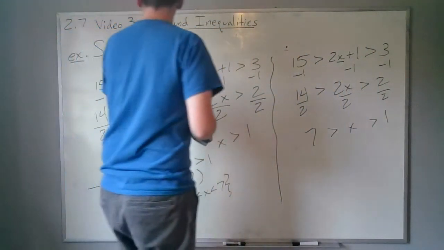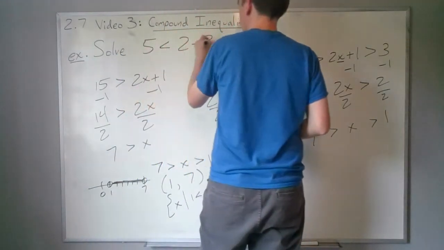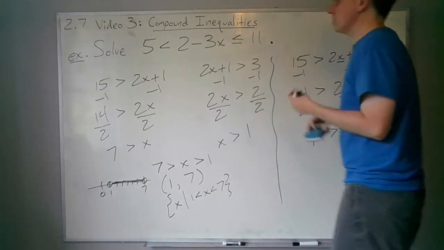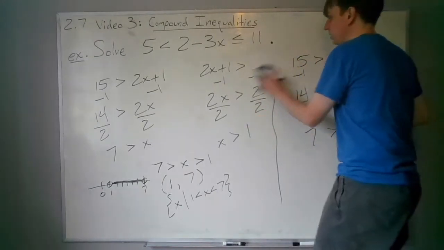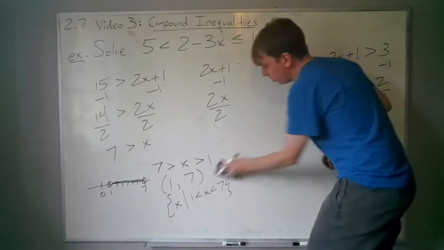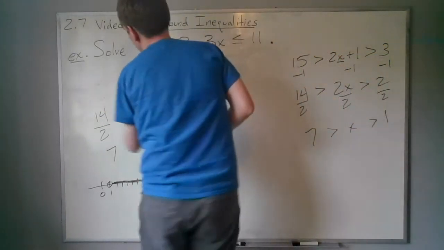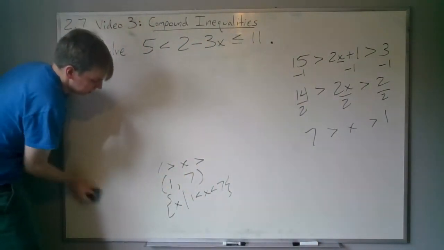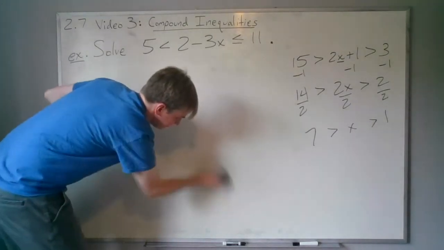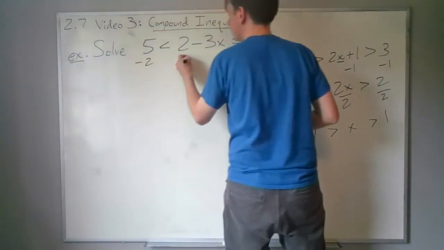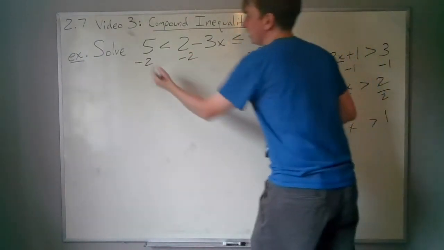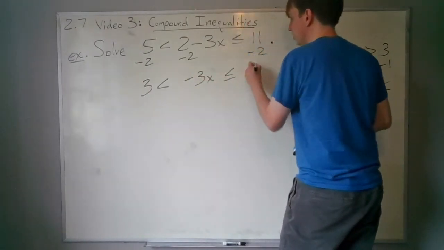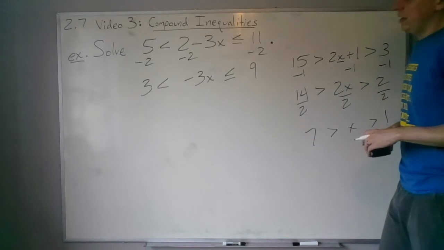So I'm going to try and solve 5 is less than 2 minus 3x is less than or equal to 11. And I'm just going to try and do it as a combined inequality, a compound inequality. And so let's see, I want to get x by itself in the middle. So I will subtract 2 from each side. So I get 5 minus 2 is 3, is less than minus 3x, is less than or equal to 9.